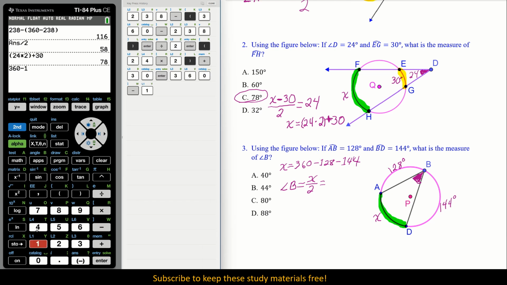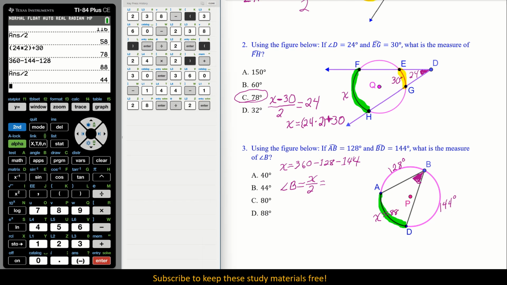360 minus 144 minus 128 equals 88. Okay, so we know X equals 88. Divide that by 2, and we have 44 degrees, which is option B. Perfect. Now we can move on.